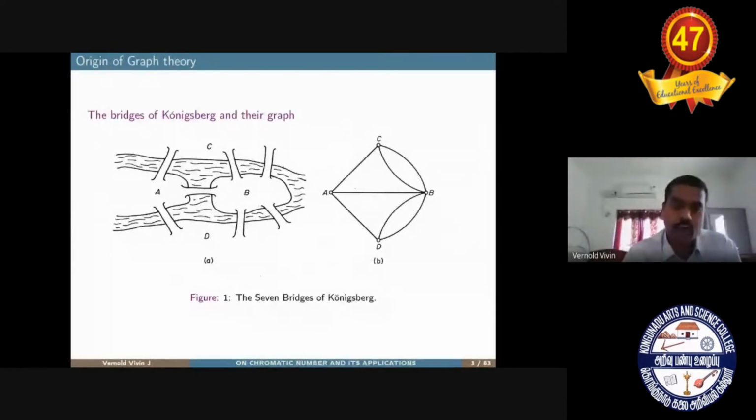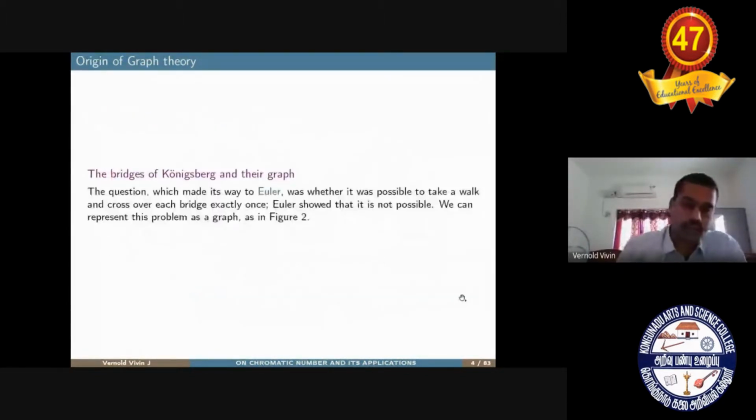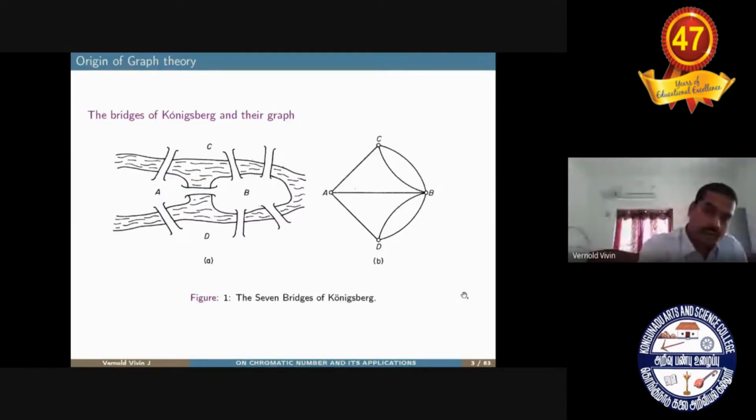So here we have formulated the problem, and the origin of graph theory begins with the problem of the Königsberg bridges. This is the graph equivalent to the bridges. From the second slide, we can see the question: the bridges of Königsberg and the graph we have seen in the earlier slide. This is the slide with the 2 islands and its equivalent graph. Then I move on to the next slide.